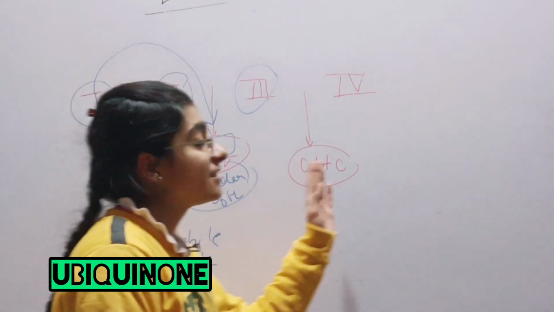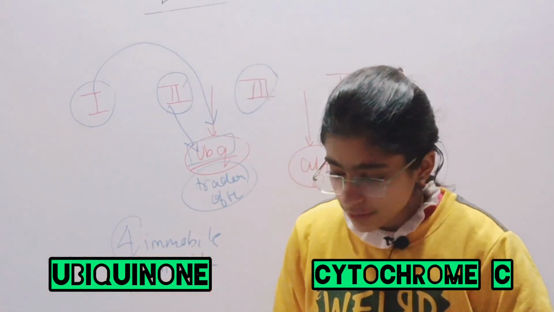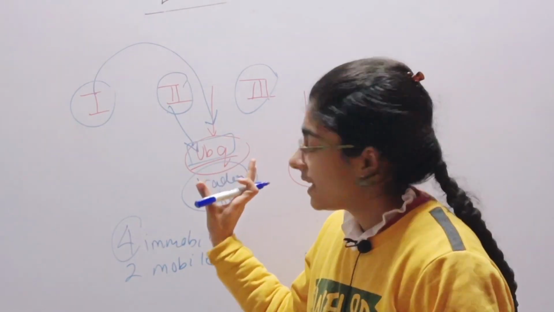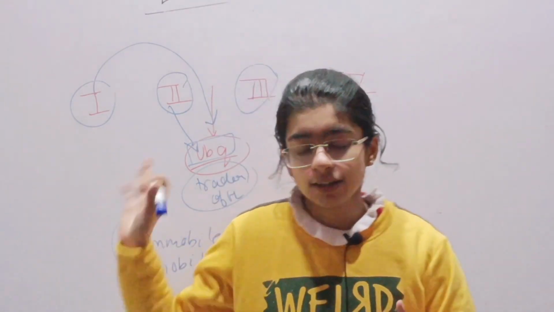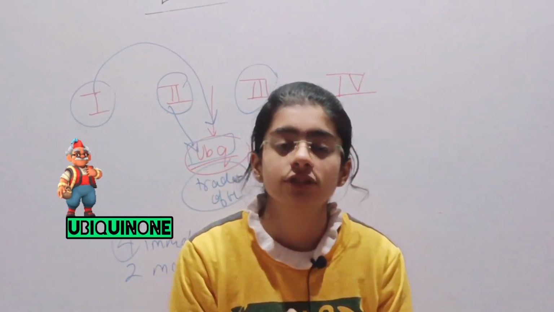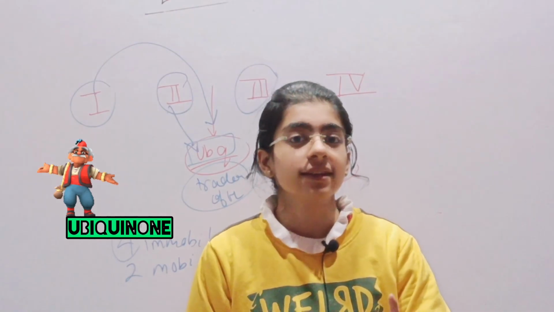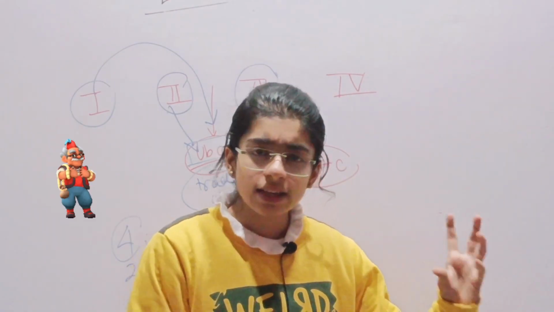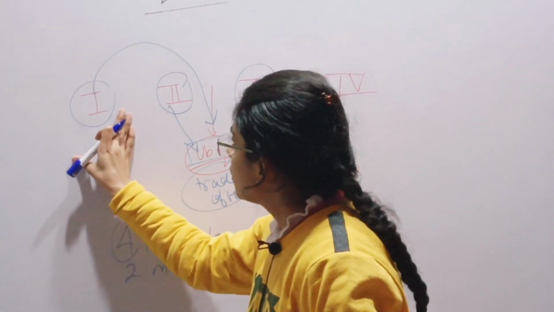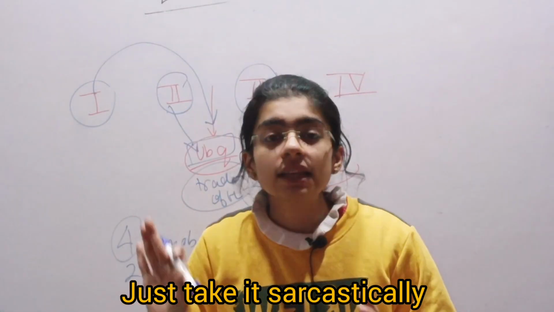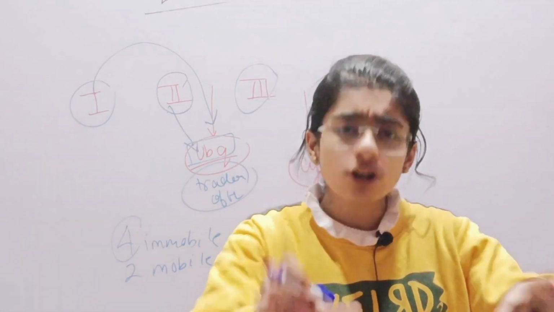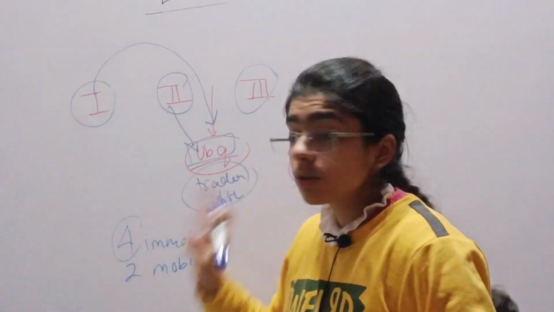Ubiquinone and cytochrome C. So first of all, let's understand with the help of a story. It is a story of business basically. Ubiquinone is the central trader of hydrogen. Hydrogen is something which is made, we can say it is grown in farms. So the first and second, these are two farmers, we can say. These are two small traders, and ubiquinone is a big trader.